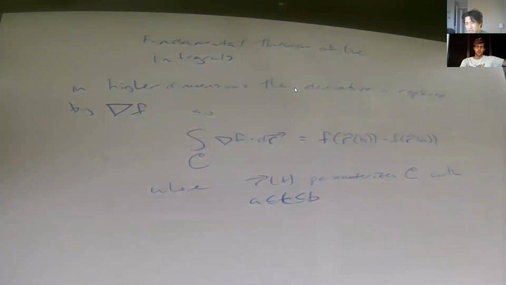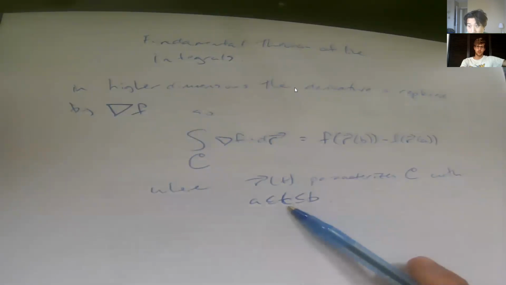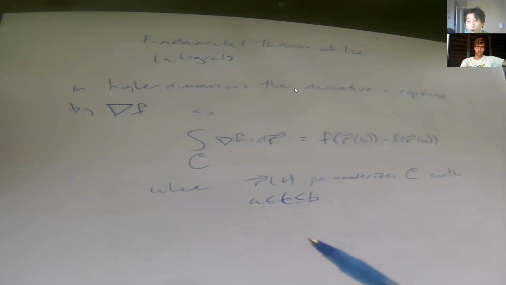Does that make sense? Are a and b on r of t? A and b are not on r of t, right? t is time, and a and b are times. r of a is a point at a specific time, a.